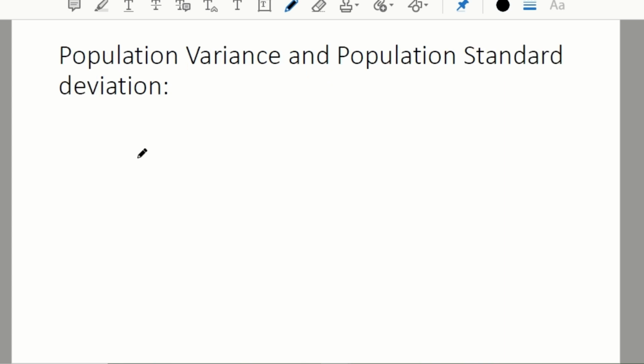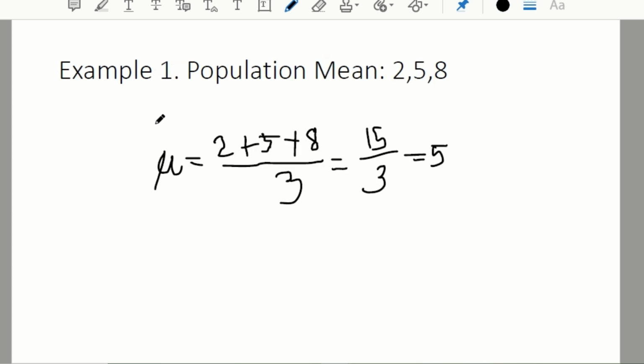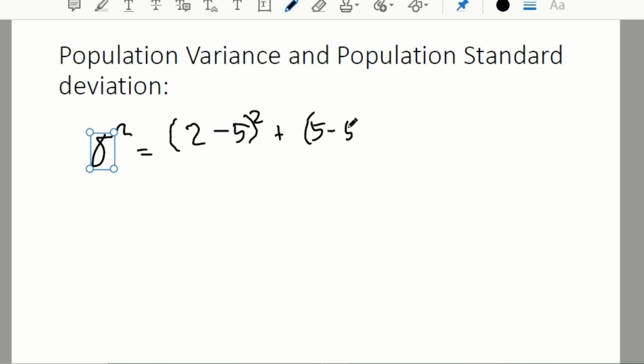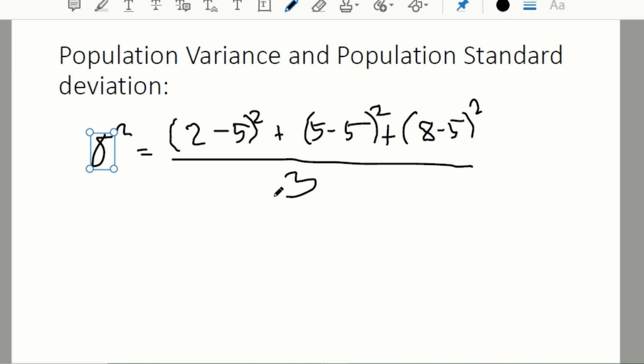Next, the population variance and standard deviation. So we have the data 2, 5, 8 and the mean is 5. Let's start first with the population variance. We have 2, the first data, minus our mean squared, plus the second data, 5, minus our mean squared, plus the last data, 8 minus 5 squared, all divided by 3.